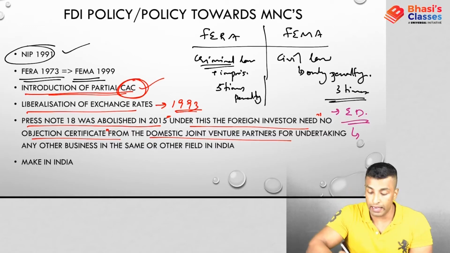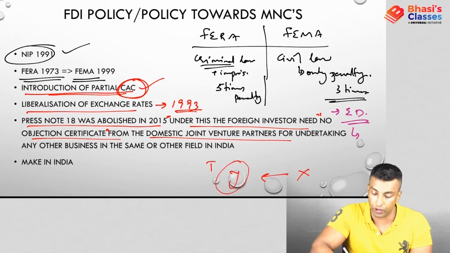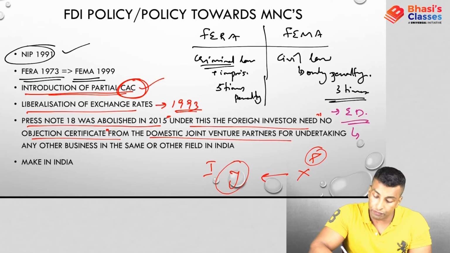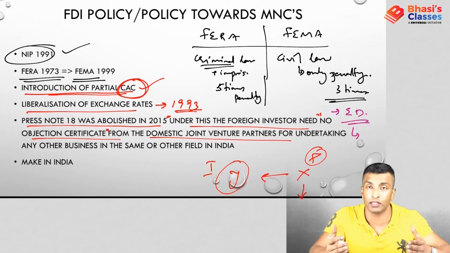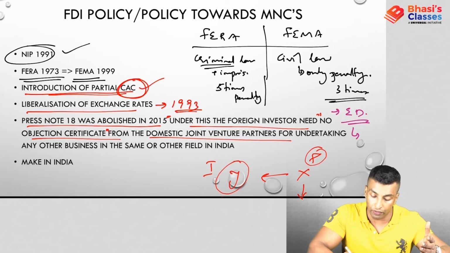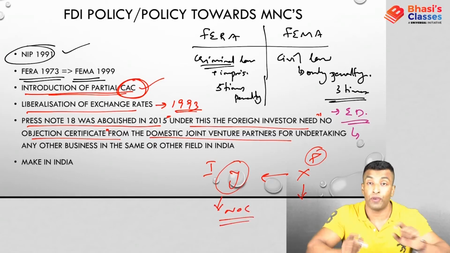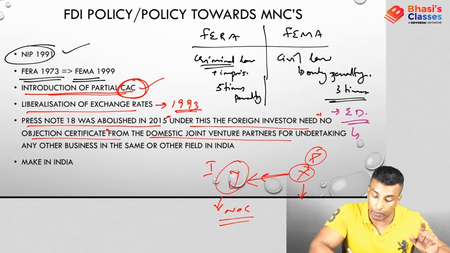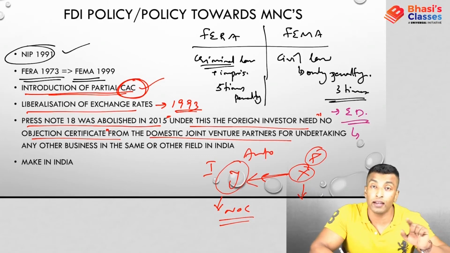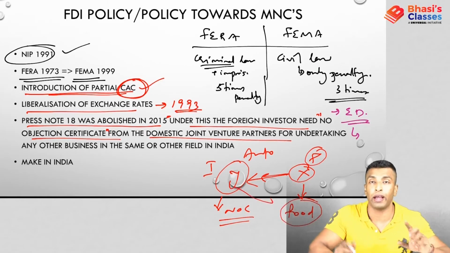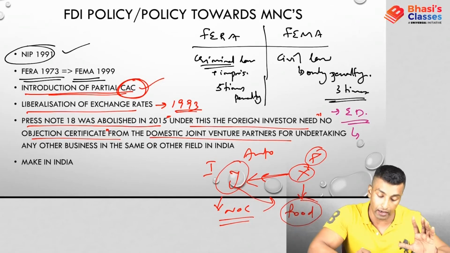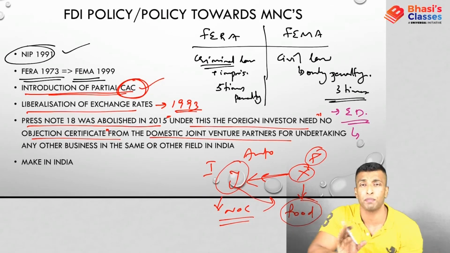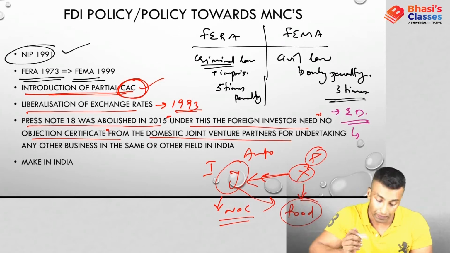So if a company X is in joint venture with a company Y in India, this is an Indian company, this is a foreign affiliate. If X wants to get involved in any other business in India, they need a no objection certificate from the company Y. This X might be in joint venture with Y in automobile, but if they want to enter some other products, maybe food products, still they need the permission from Y, and that was not desirable. So Press Note 18 was abolished in 2015. It can be a prelims question, what do you mean by Press Note 18.